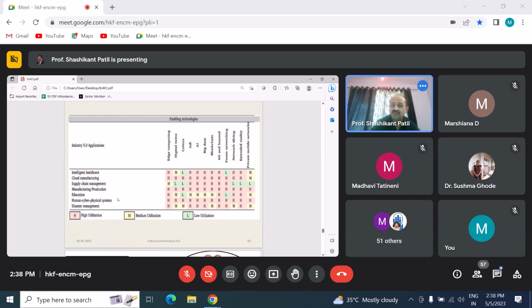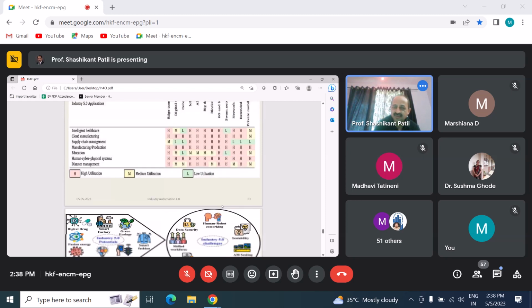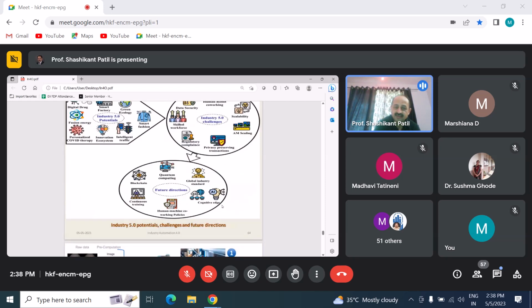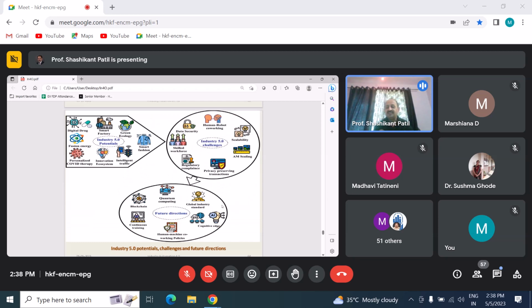On the other side we have various types of technologies like edge computing, digital twins, cobots, internet of everything, artificial intelligence, big data, blockchain, 6G and beyond, and swarm networking. Swarm is bio-inspired. Then network slicing, extended reality, and private mobile networks. Private mobile networks have higher utilization in manufacturing and production, as well as human cyber physical systems.